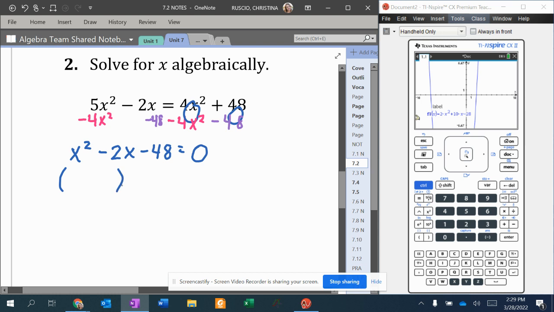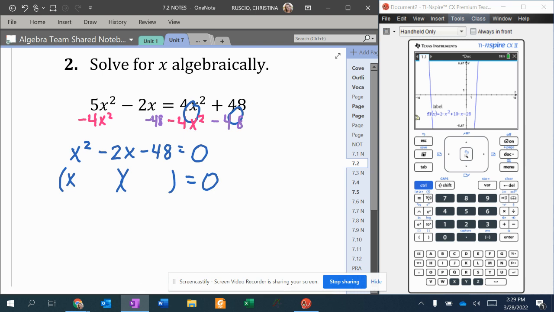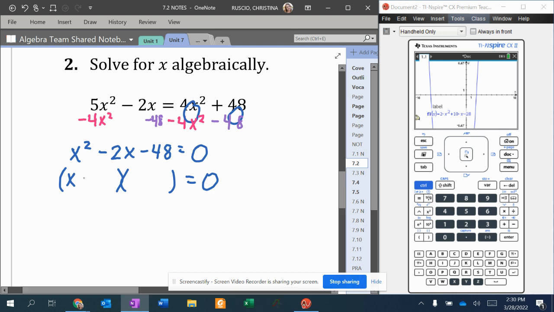So I am going to do the box in my brain, and I'm going to try to find two numbers that multiply to negative 48. So 1 and 48, I don't know, 2 and 24. 8 and 6. I think that's it. 6 times 8 is 48. But I need a negative 48. So negative 8 and positive 6, because my little corner of the box would have to add to that negative 2x.